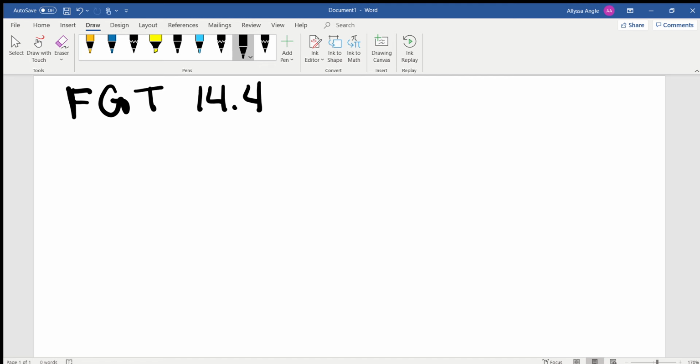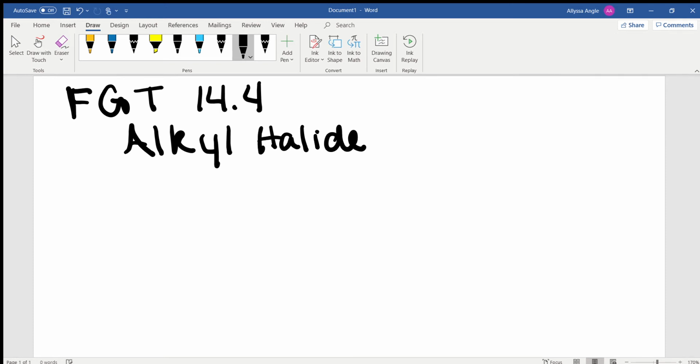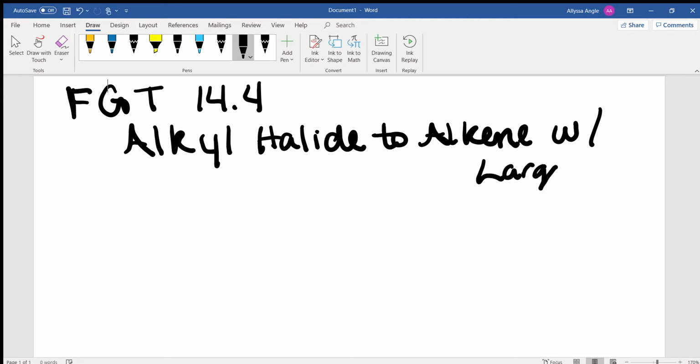Okay, so we're back with FGT 14.4. This one is similar to what we did before because it is an alkyl halide to an alkene, but because we're using a large base, there is going to be a difference in the rules it follows, and so that will make for a different product. So again, it's an alkyl halide to an alkene using a large base.